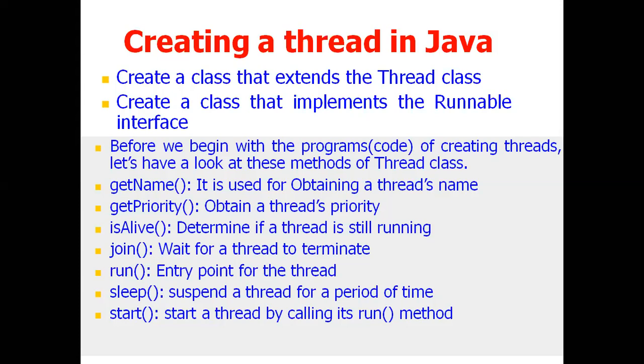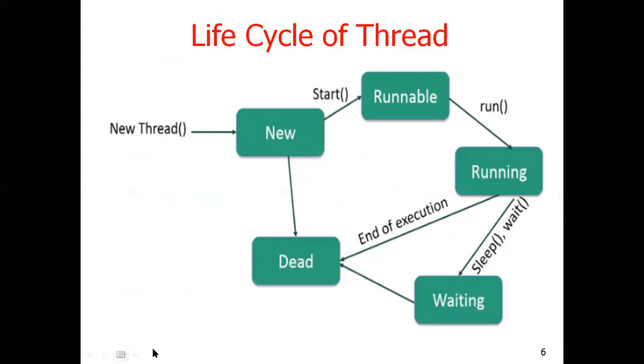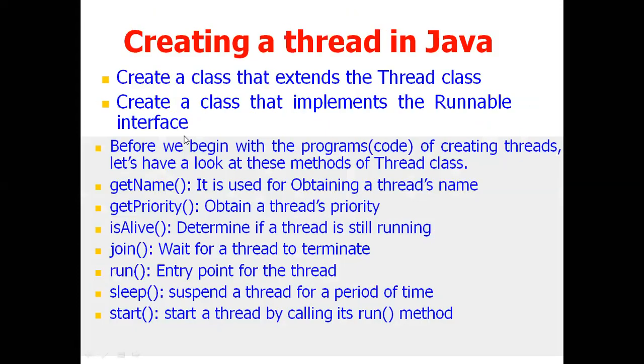Next, how to create a thread in Java. In the life cycle I said that using the Thread class you can create a thread. The new operator is going to allocate memory for the thread which we are going to create. Thread is a class and this is a constructor. So the very first type of creating a thread in Java is what?